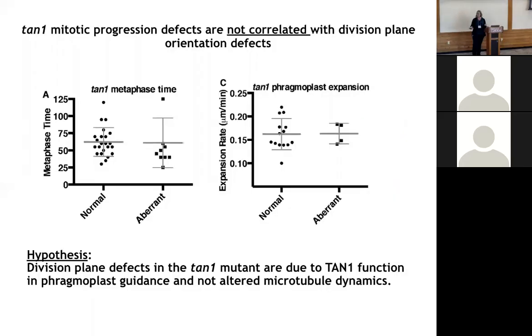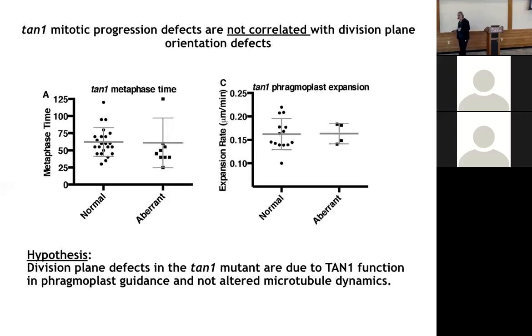So, of course, the next question that we were interested in asking is, is there any correlation between mitotic progression delay and division plane specification? That would be really tidy, right? We would know already by metaphase that there's going to be a problem, so that the phragmoplast would end up going to the wrong location. But when we asked whether or not that was the case, we correlated metaphase time with eventual aberrant division specification. What you can see is that there's no correlation, either in metaphase or in telophase when the phragmoplast is expanding.